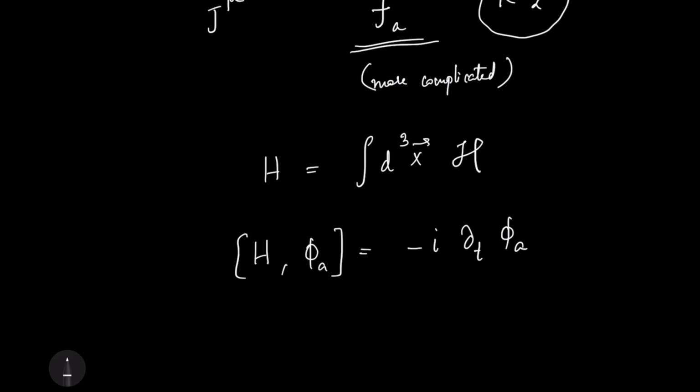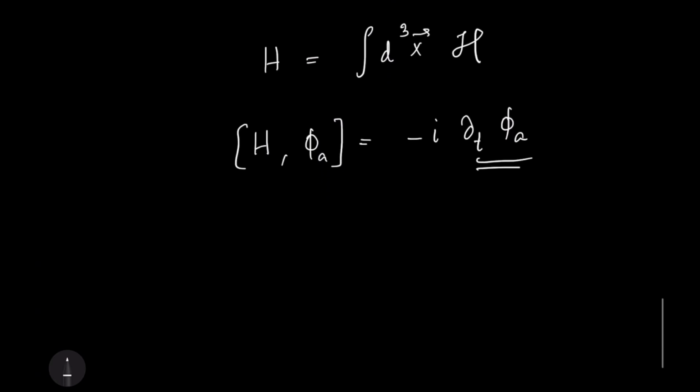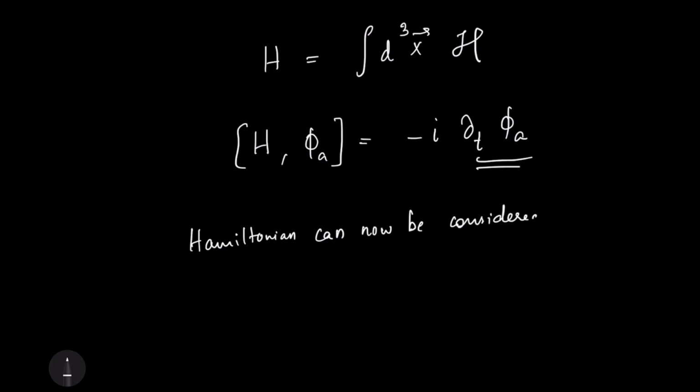Therefore Hamiltonian can now be considered as a symmetry generator for time translation. So when it acts on the field phi a, it generates the time translation, the infinitesimal time derivative of phi. Therefore Hamiltonian can now be considered as a symmetry generator for time translation.